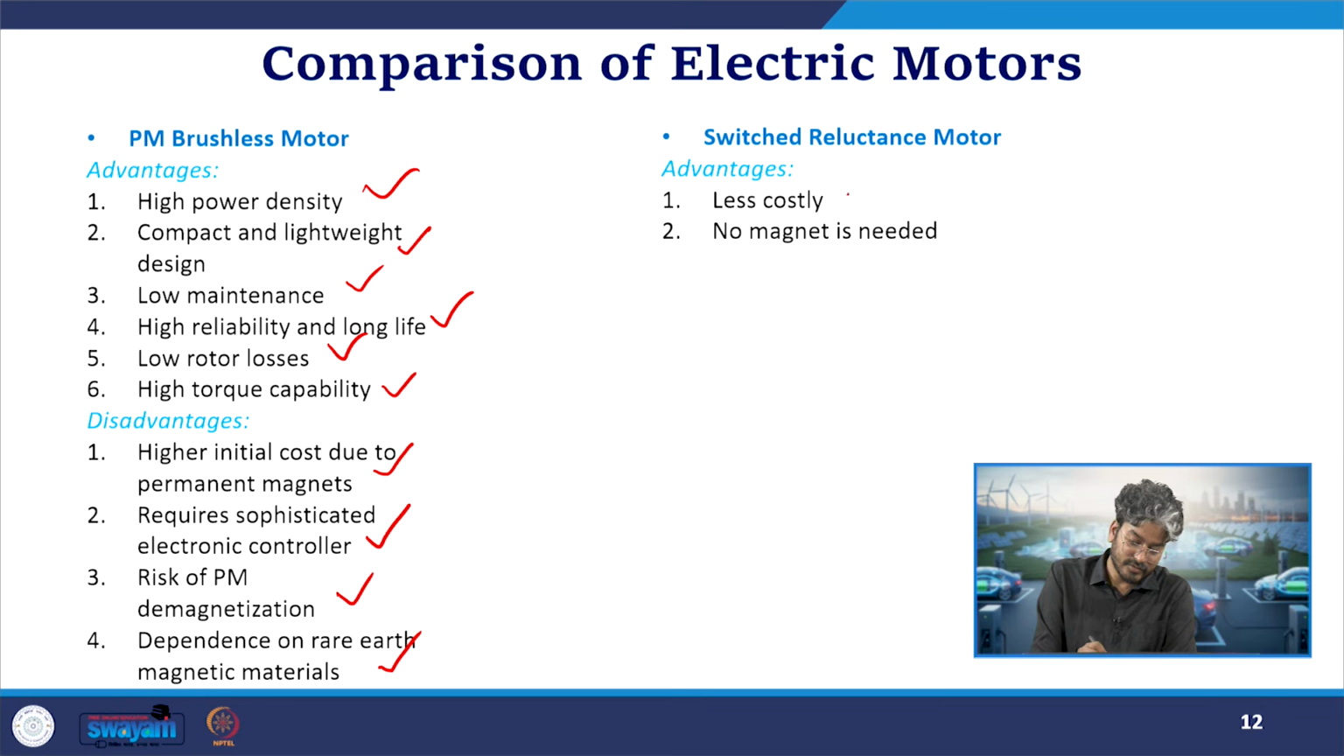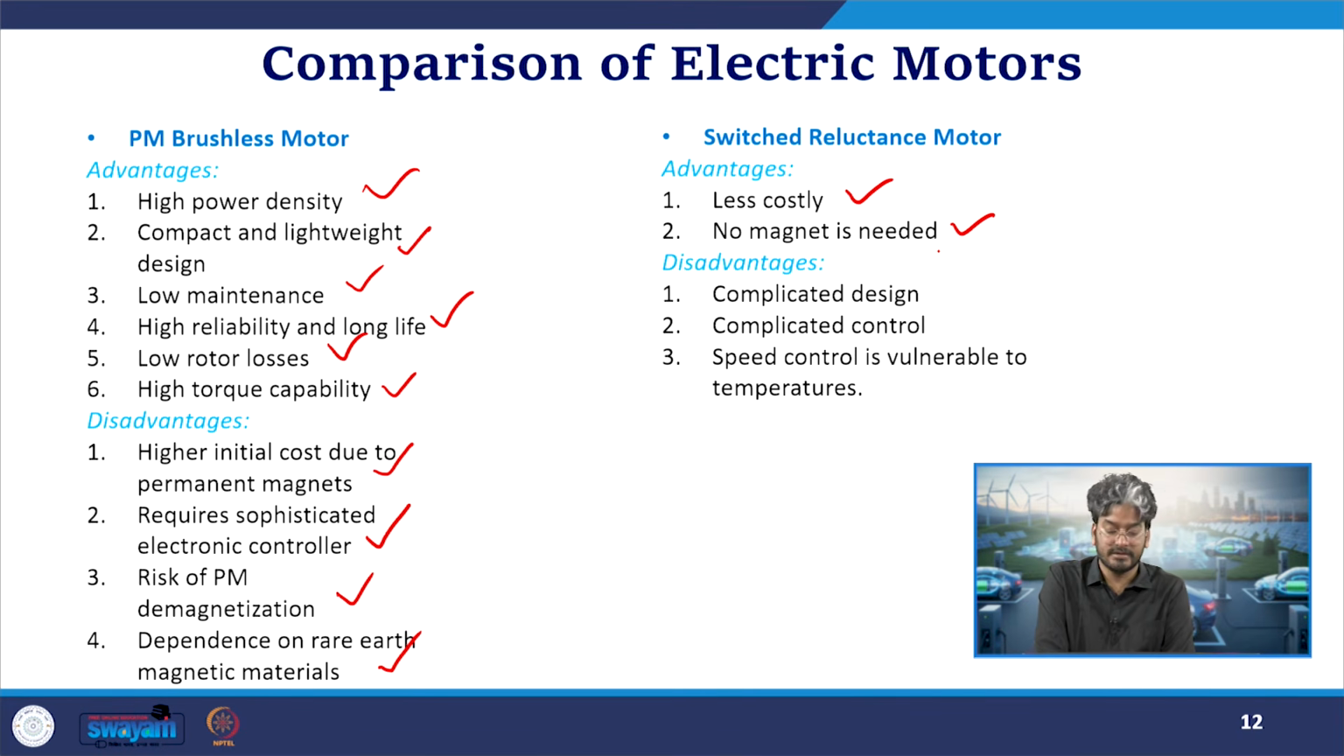Then the switched reluctance motor: less costly compared to the PMSM and induction machine, so this will be a better option. No magnets are needed in this circuit. Demerits wise, it is complicated in design, the control is complicated, and speed control is vulnerable to temperature. We will see the switched reluctance machine also in this lecture series. There we will understand that it is simpler in construction compared to the induction machine and the PMSM, but it requires a complicated control technique and is highly sensitive to temperature.